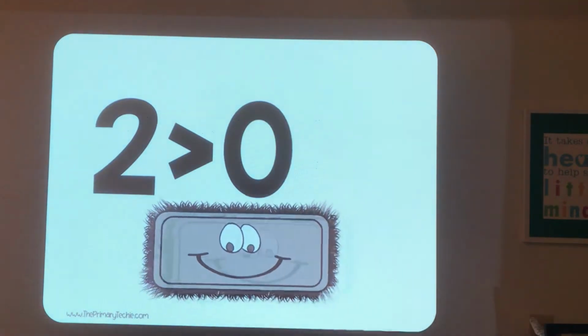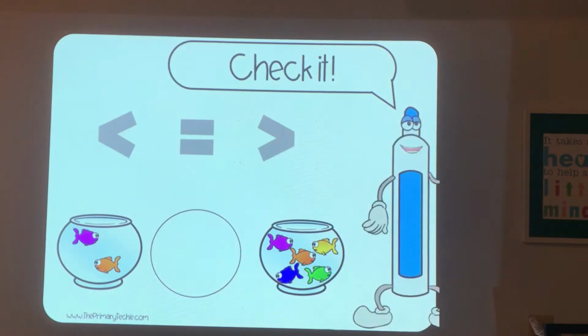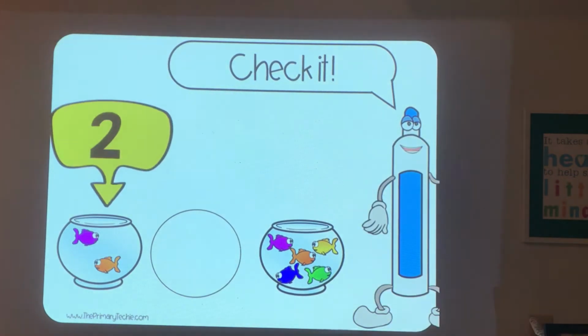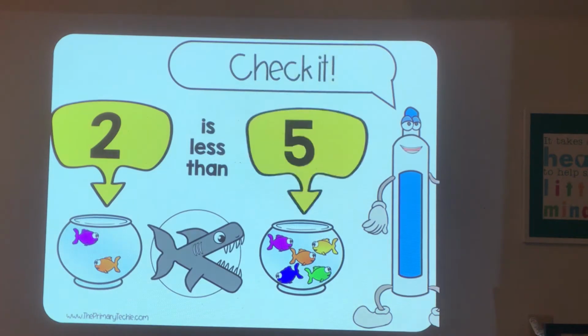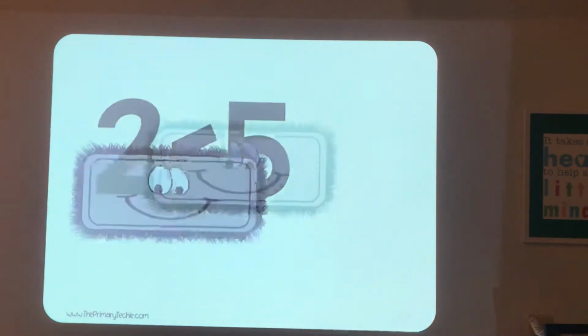Instead of an alligator, they have a shark. Okay? How many are in the first fish bowl? Leave a space. How many are in the second fish bowl? And write the correct sign in between. 2 is something to... 2 is less than 5. Did you get it right? The shark's mouth should be open to the 5. Erase it.